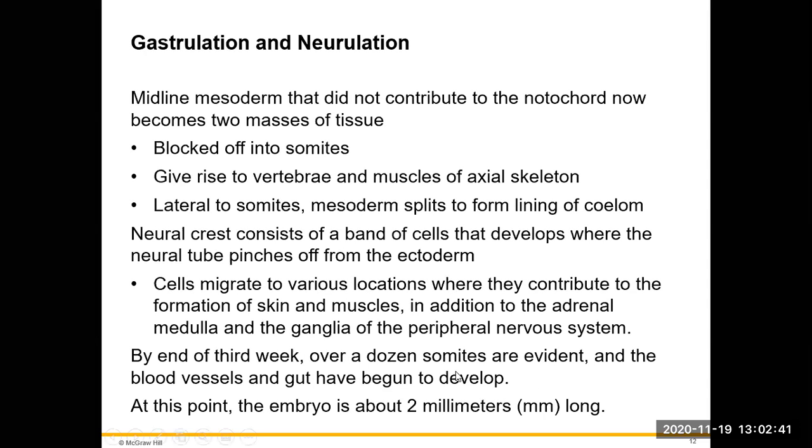By the end of the third week, a dozen somites are already evident, and the blood vessels and gut have begun to develop. Okay, so blood vessels are derived from the somites or the mesoderm, and the gut develops from the endoderm. So at this time, we actually see a lot of developments.